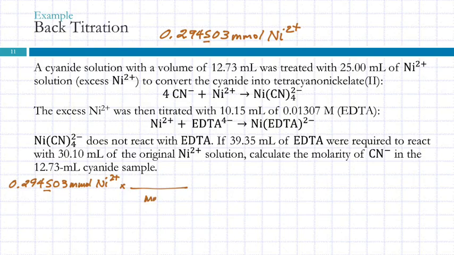So we got millimoles of nickel in the denominator and millimoles of cyanide in the numerator. And we're doing all that so the units work out. And we get our ratio from the balanced chemical equation. There's 4 moles of cyanide for 1 mole of nickel, or 4 millimoles per 1 millimole. So we take that number times 4. (171801) millimoles of cyanide.